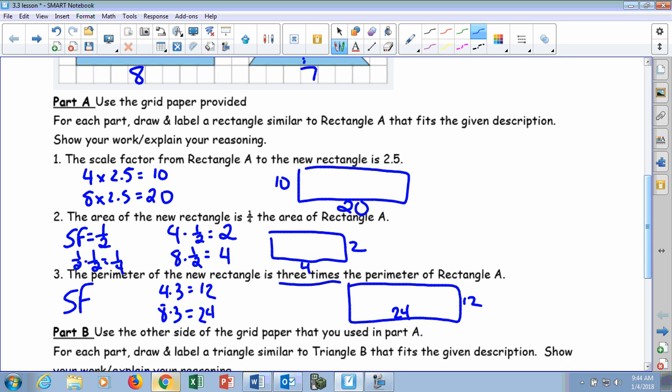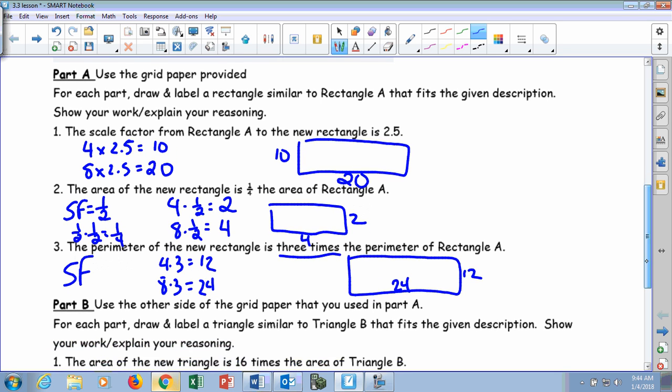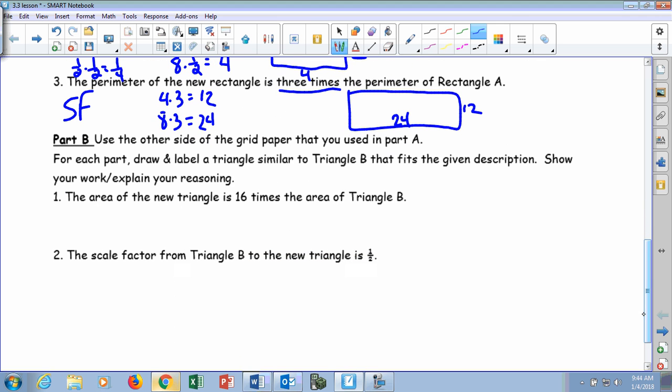Okay. So now let's go to the triangle. So the area of the new triangle is 16 times the area. So what number times itself gives you 16? What number times itself gives you 16? Blake? 4. So that means your scale factor for this is 4. Because 4 times 4 gives you 16, which is the area, right?